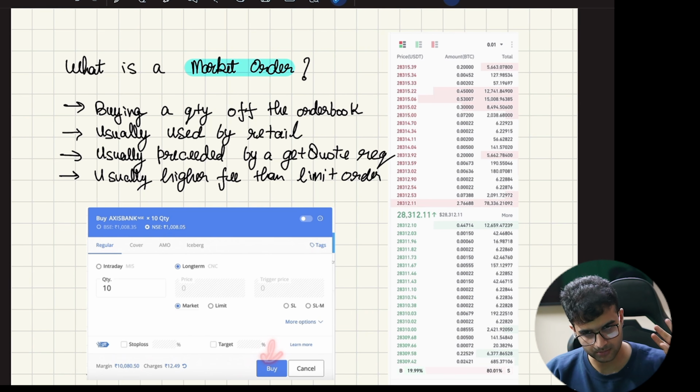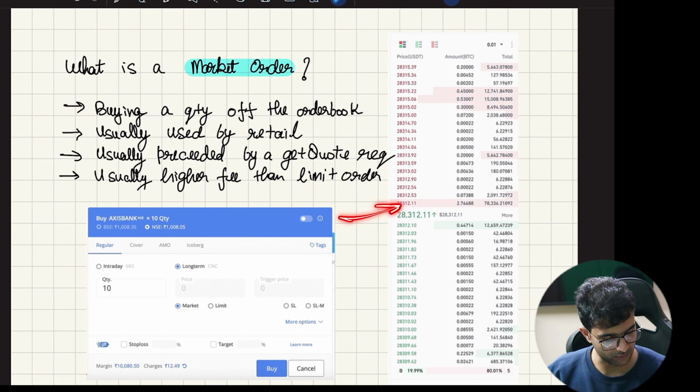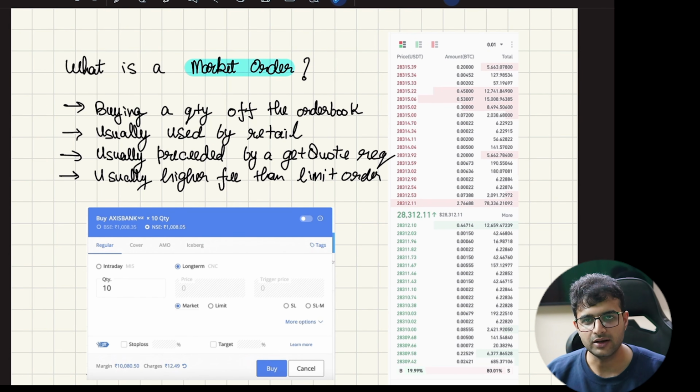You basically say, bro, give it to me for whatever price is currently the best price on the order book. I will take it and I'll be happy. I don't really need to deal with an order book. I don't understand an order book. And that is how retail usually buys.